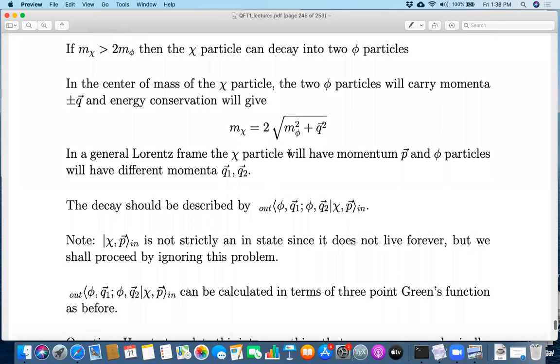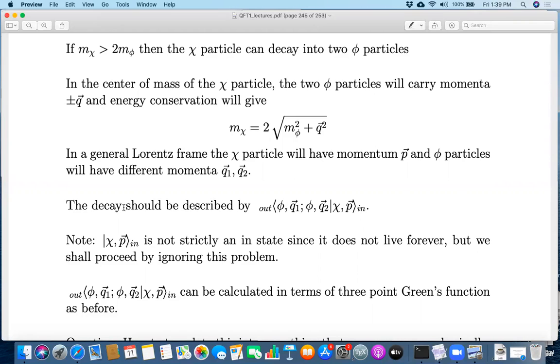And it is clear that this decay process, because there is only one incoming chi and two outgoing phi, should be described by some process like this, that you have two phi in the out state and one chi in the in state. So I have denoted this by chi p in. So now the label includes not only momentum but also what particle you have. And similarly, the outgoing labels include the momentum label as well as what kind of particle you have in the final state.